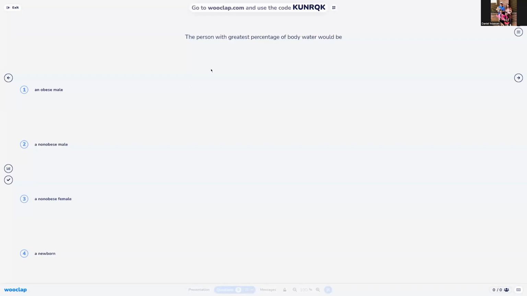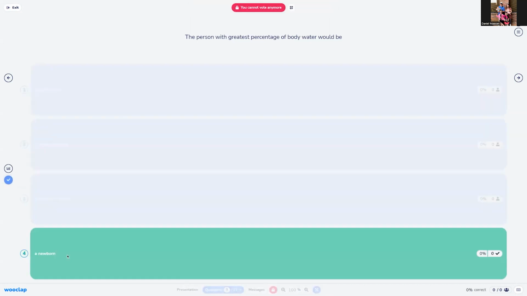Person with the greatest percentage of body water would be, so if you remember this, an obese male, a non-obese male, a non-obese female, a newborn. Think back to that fast fact in the first page. I'll give you a hint. I'll tell you which one's the close second. Okay. The obese male. All right. Let's see what the answer is. Newborn again. Any newborn's like 70-75% water.